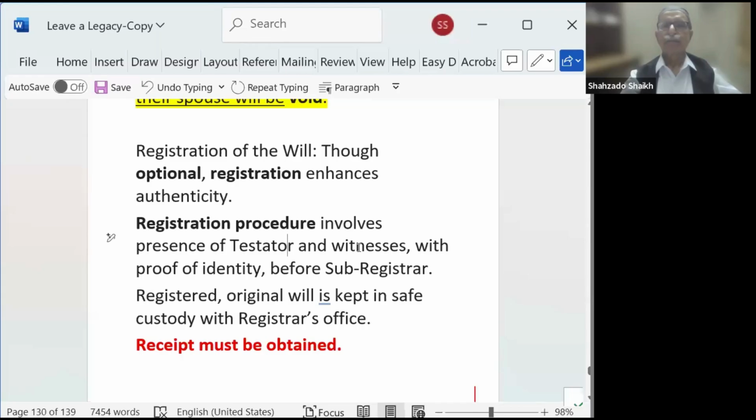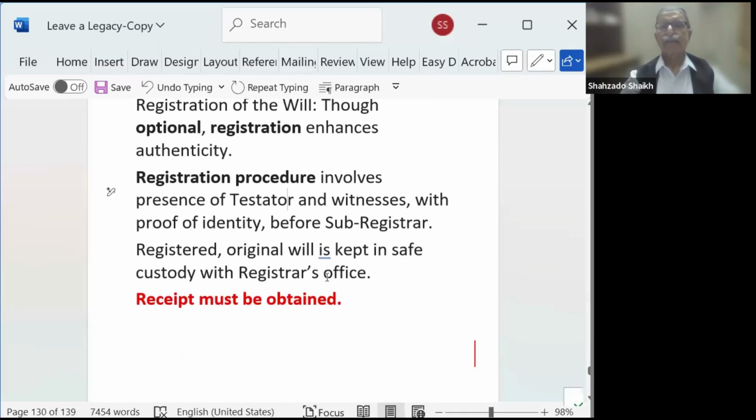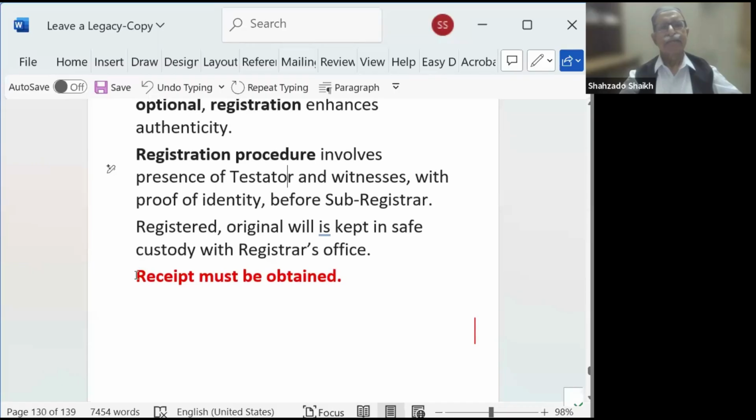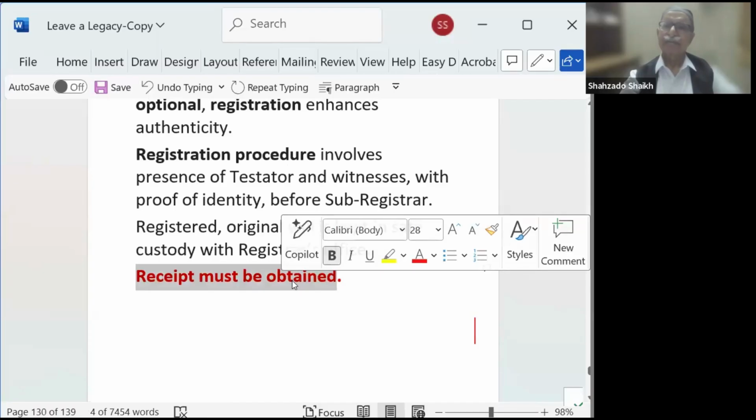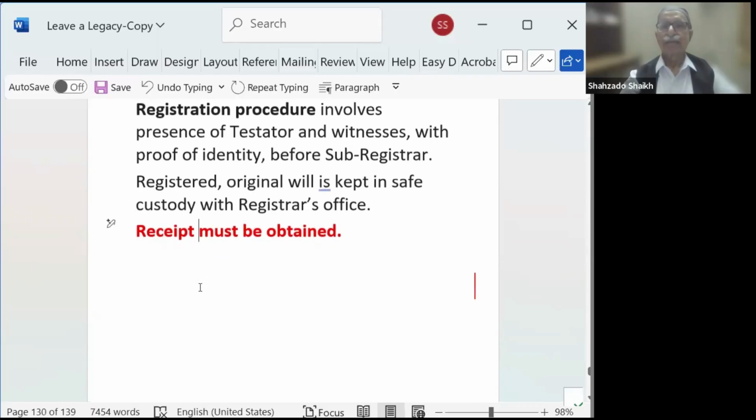And witnesses should be present with proof of identity before the sub-registrar. Here in India, it is called sub-registrar. In Pakistan, it is called sub-registrar. Then that sub-registrar or registrar keeps the original will in safe custody in the registrar's office. This many people forget. Either they don't obtain the receipt or they misplace it. Receipt must be obtained. I have highlighted this.